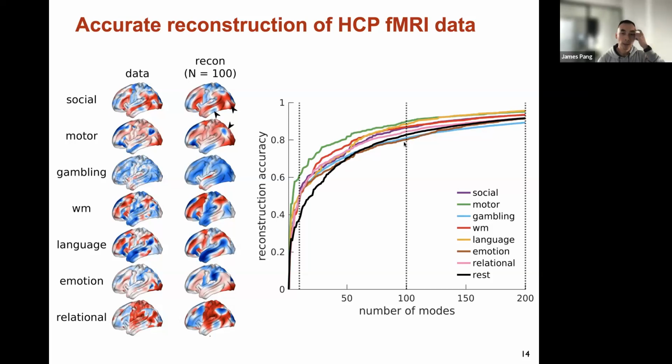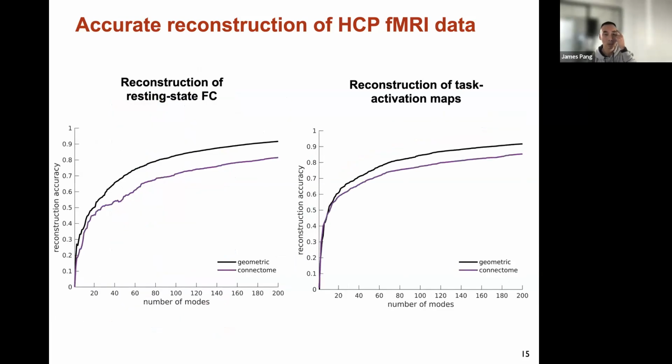Now, if you do that for both the geometric and connectome eigenmodes, what we found is that the reconstruction accuracy of the geometric eigenmodes seemed to be better than the reconstruction of the connectome eigenmodes.